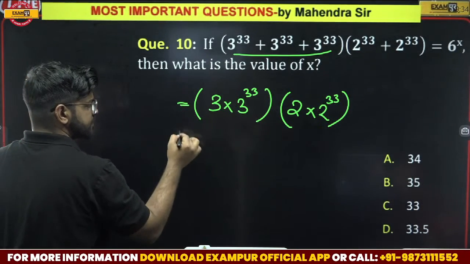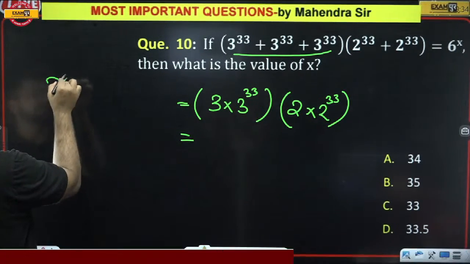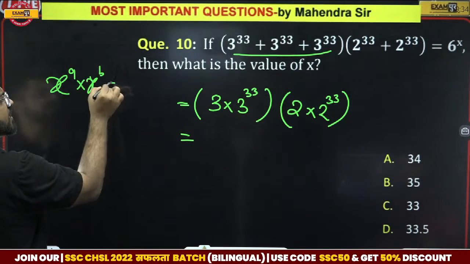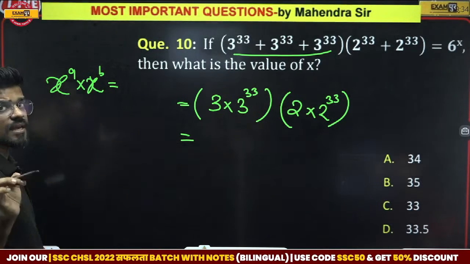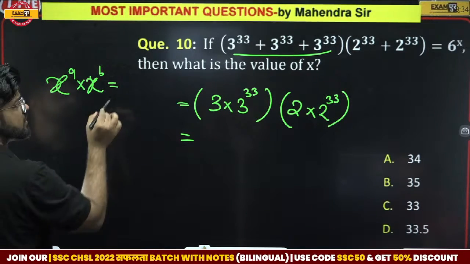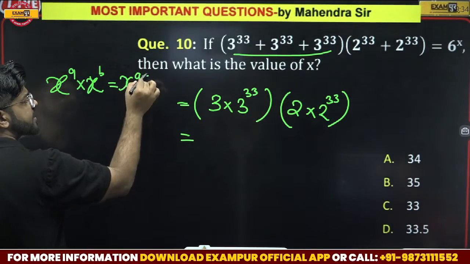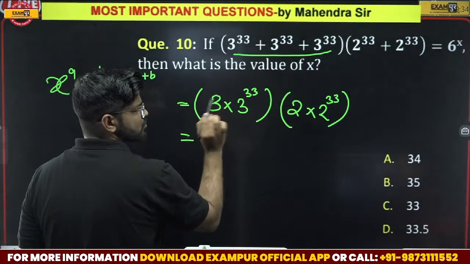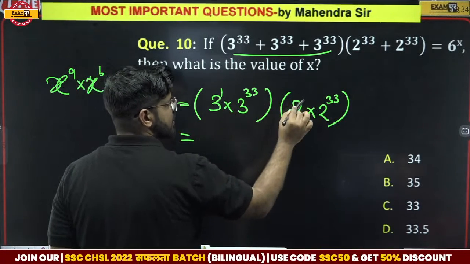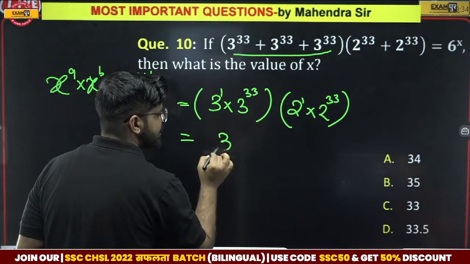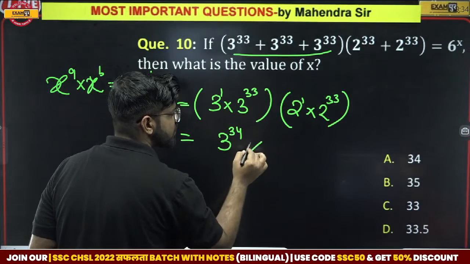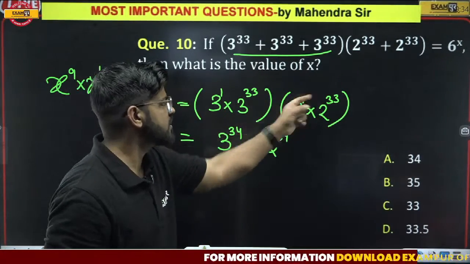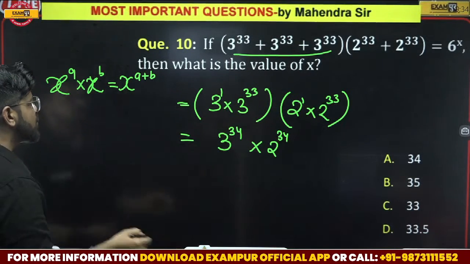What do we know? We know that if x to the power A into x to the power B, when we have the base same and both of them are in multiplication, that means the powers get added. If there is no power, that means there is one power. So if the powers get added, we will get 3 to the power 34 multiplied by 2 to the power 34. Yes or no? 1 plus 33, that means 34. One more property is there.